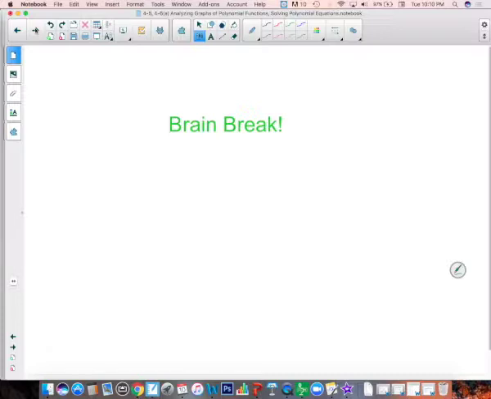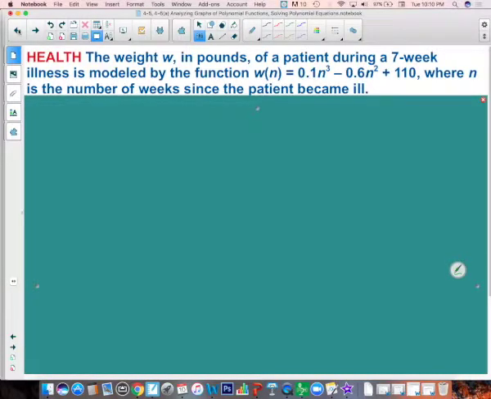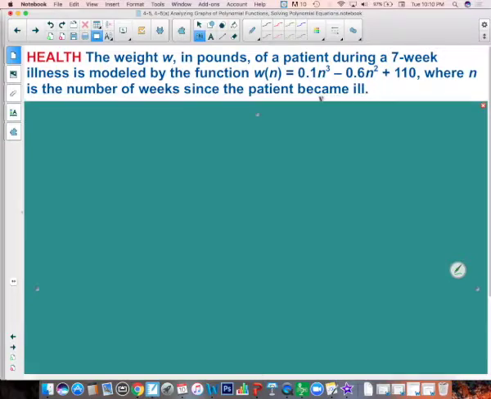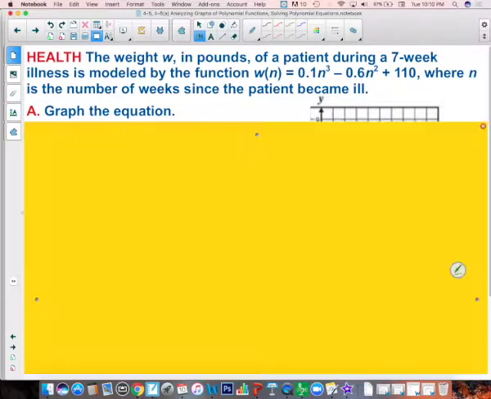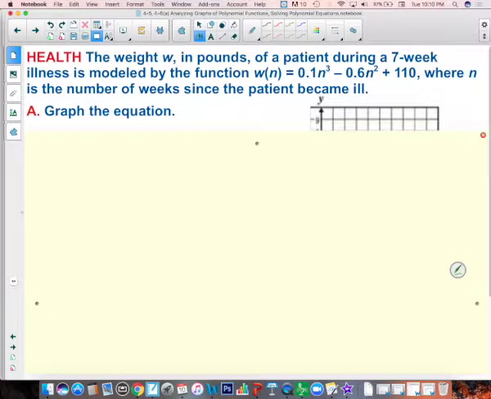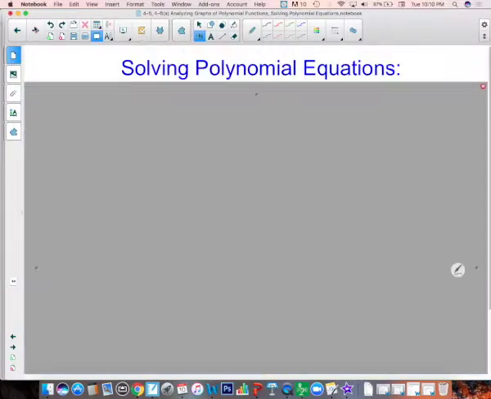Alright, back to the video. So, this is another example that you might see on the homework, okay? So it's something with weight gain, it's a real world example of a polynomial. You'll just have to see if you can figure those out in the homework, send me emails if you don't get them. But the next section is solving polynomial equations.